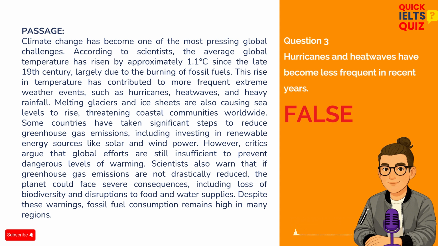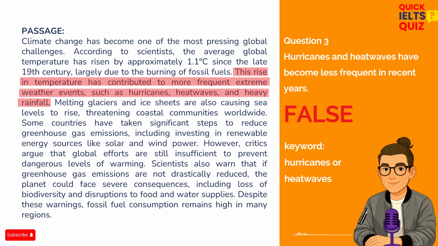The answer is false. Here's how to find it. Scan for the keywords hurricanes or heat waves in the passage. You'll see the sentence, this rise in temperature has contributed to more frequent extreme weather events, such as hurricanes, heat waves, and heavy rainfall. The passage clearly says more frequent, but the statement says less frequent. That's the opposite meaning, so the answer is false.